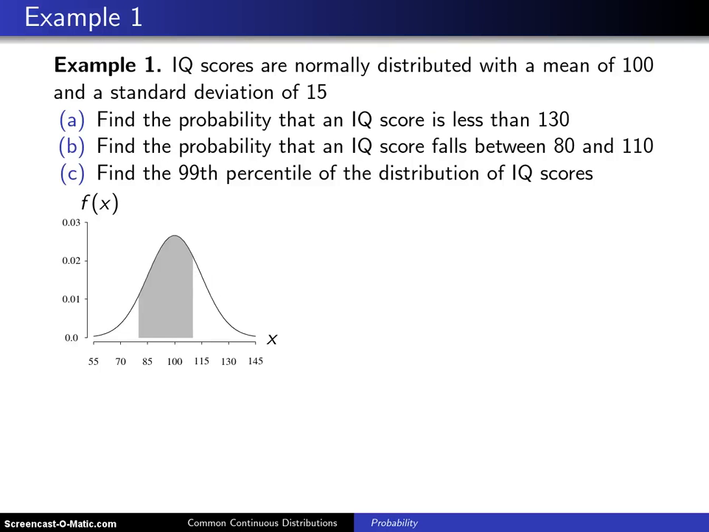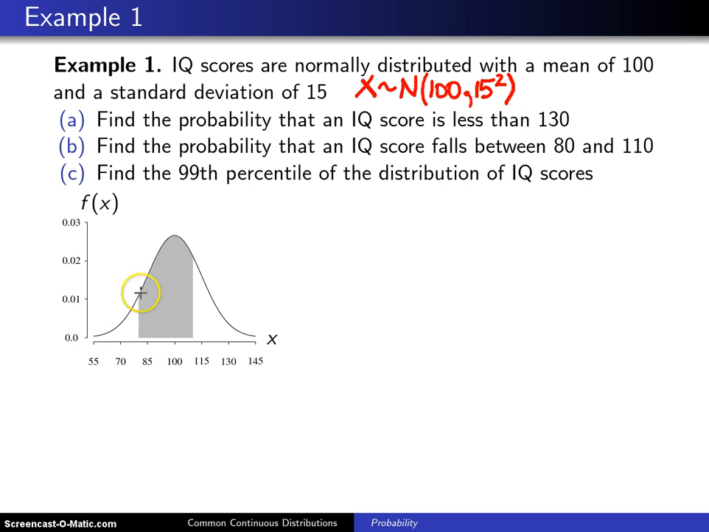IQ scores are normally distributed with a mean of 100 and a standard deviation of 15. So the way that is written is X, which will be an IQ score, has the normal distribution with a mean of 100, and then we want to write the variance here, and you can either write the variance as 225 or you can just write it as 15 squared. Either way is fine.